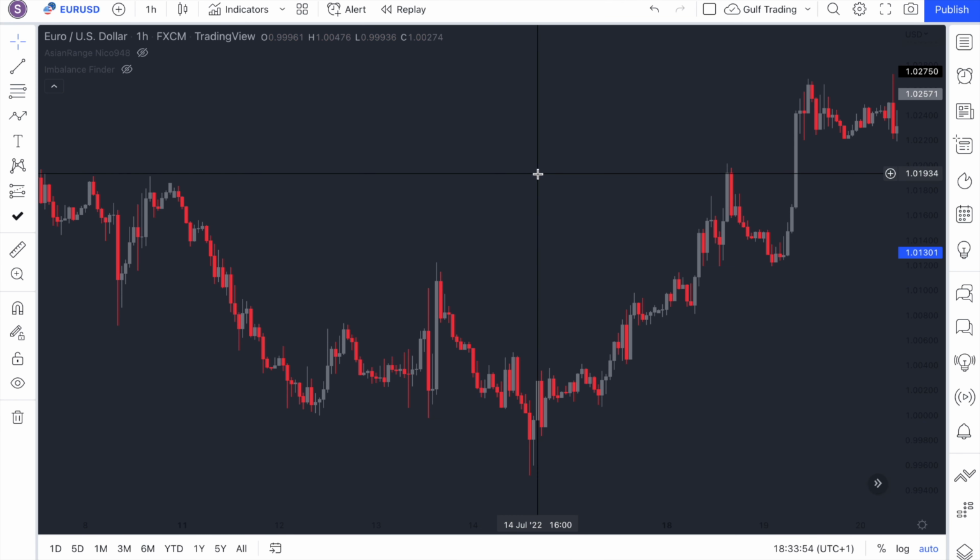So I'll start with talking about the concept behind it, and then I'll get into chart examples like this setup here, where you could have got a buy entry here to take the market upwards.